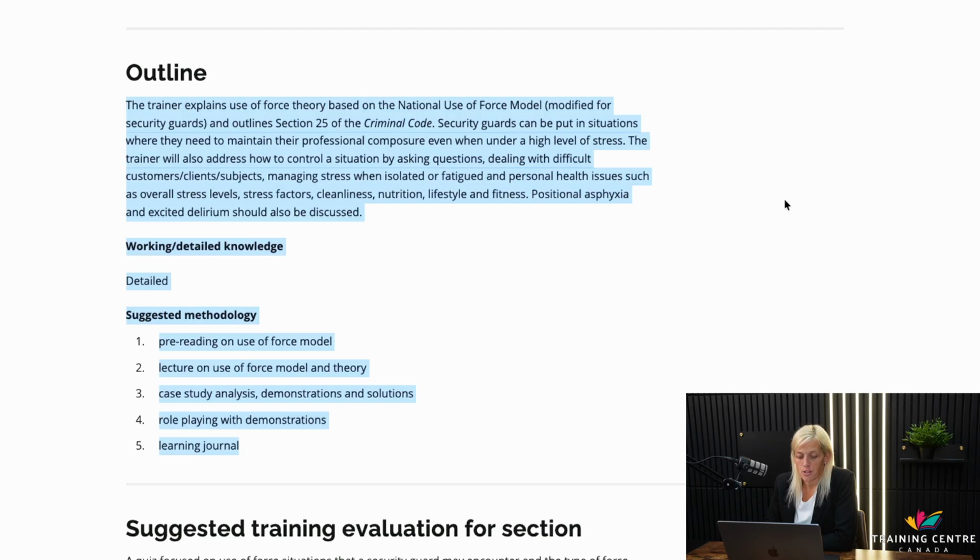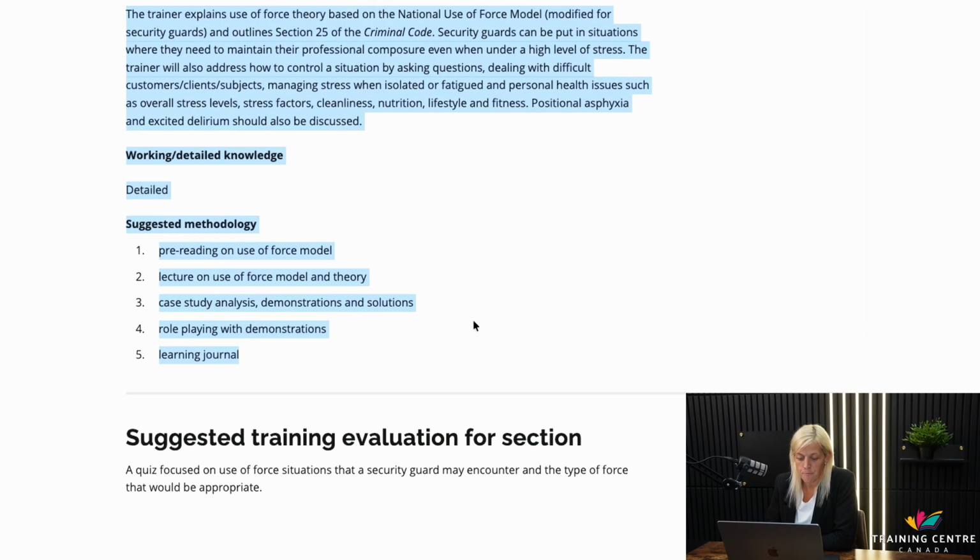Security guards can be put in situations where you need to maintain your professional composure even under high stress situations. The trainer will also address how to control a situation by asking questions, dealing with difficult customers, clients, and subjects, managing stress when isolated or fatigued, and personal health issues such as overall stress levels, stress factors, cleanliness, nutrition, lifestyle and fitness. Positional asphyxia and excited delirium will also be discussed.